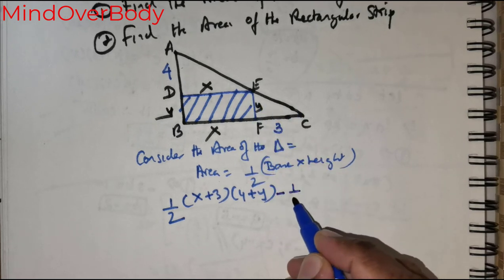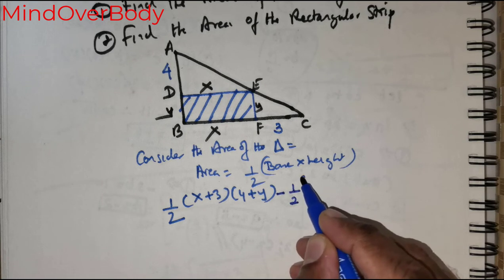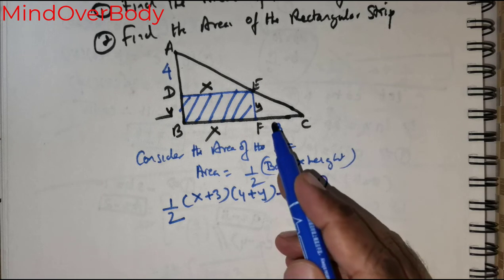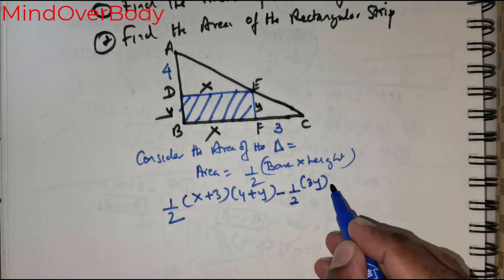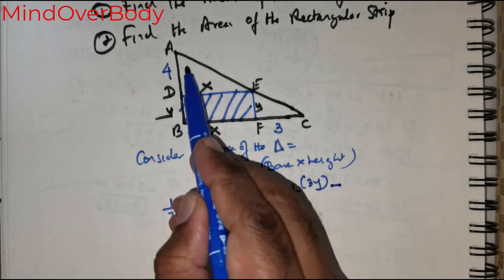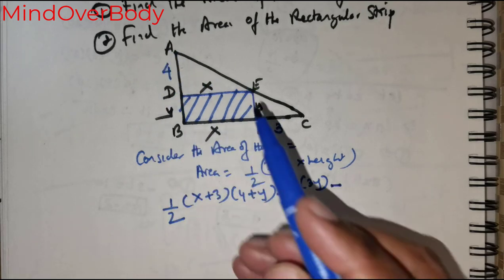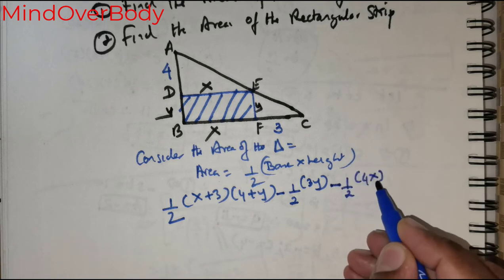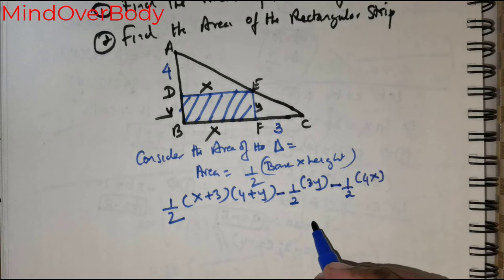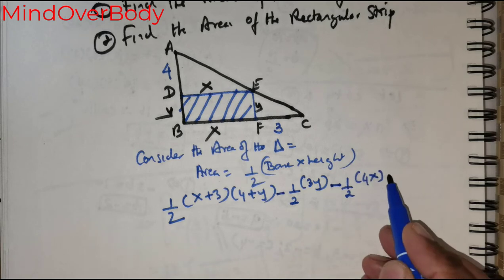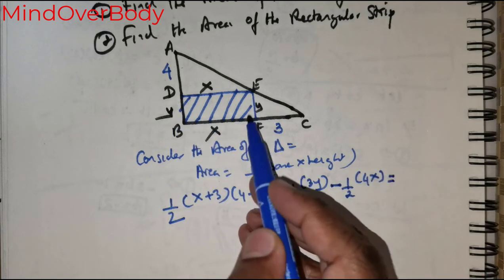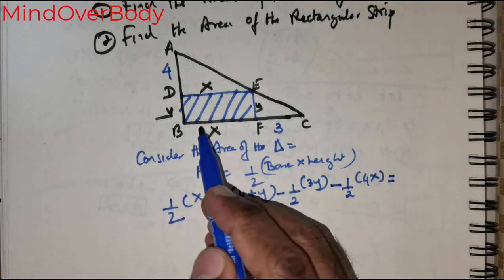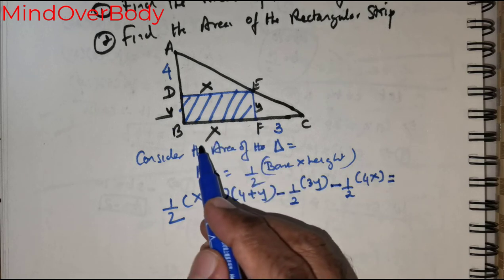So that's going to be 1 over 2 times 3y, so that portion is gone. And I would like to take away this portion, so that's going to be 1 over 2 times 4 times x. Now what am I left with? I'm left with the rectangle.